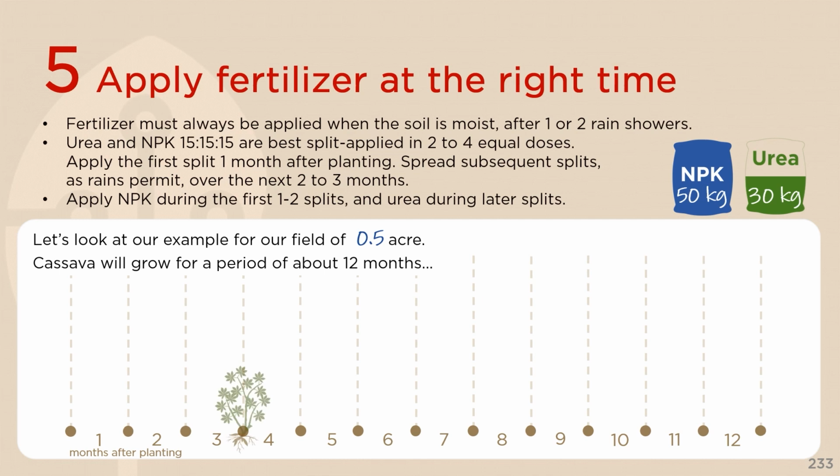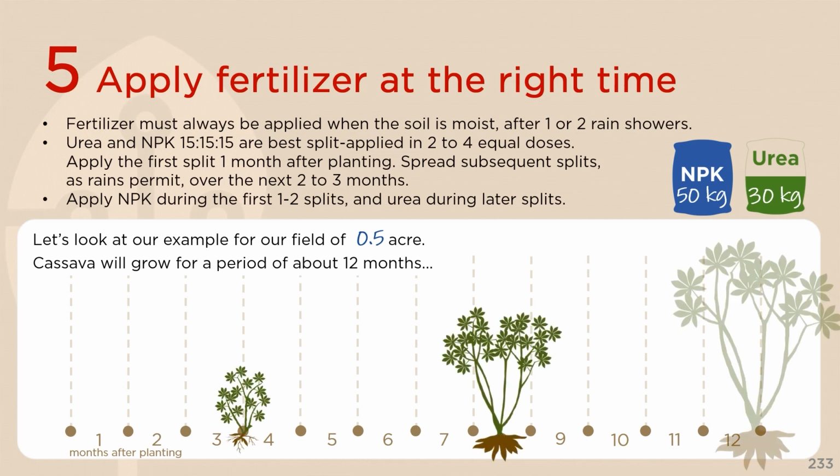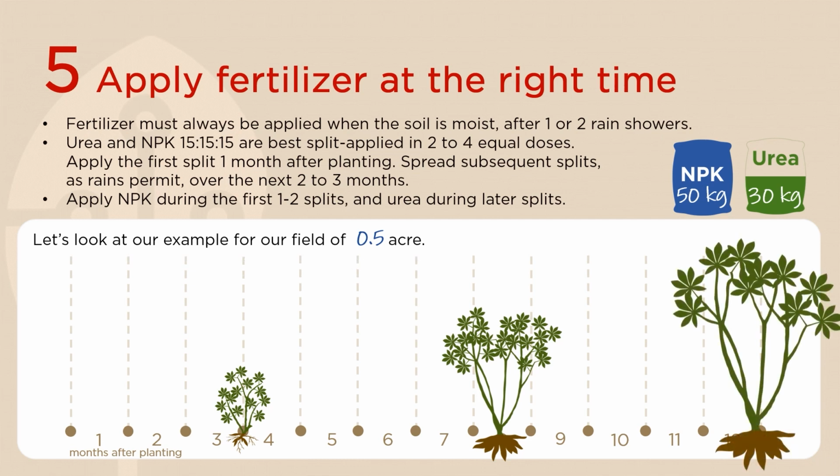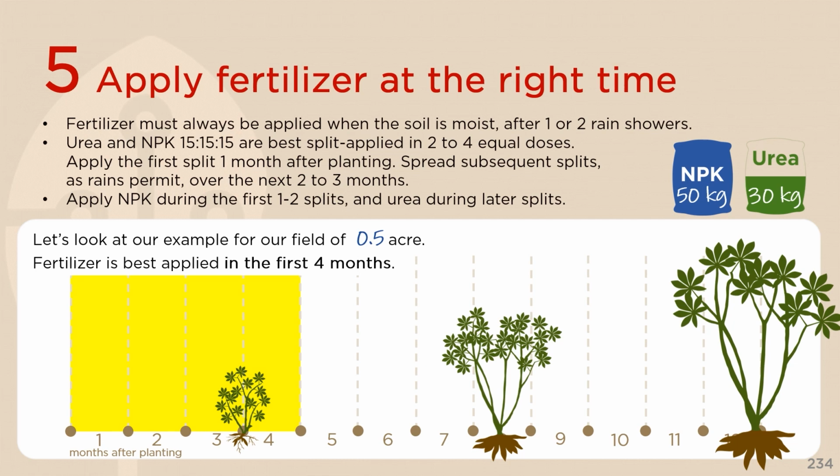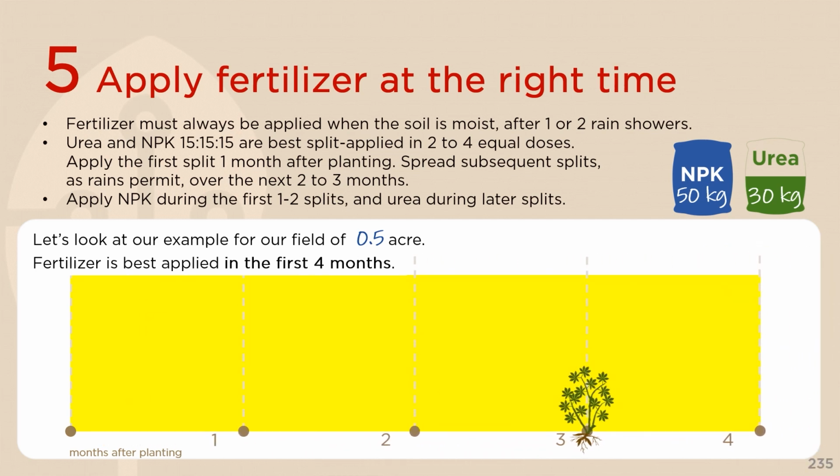You need to consider how your cassava will grow and how you expect the rains to be distributed. Cassava takes about 12 months to bulk the roots and give a good yield. Fertilizer is best applied in the first 4 months. Let's zoom into these 4 months.